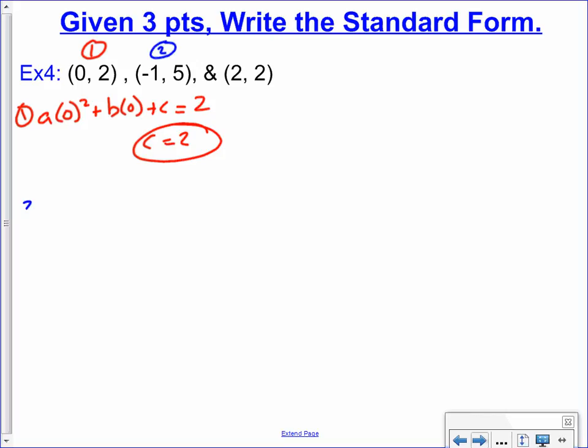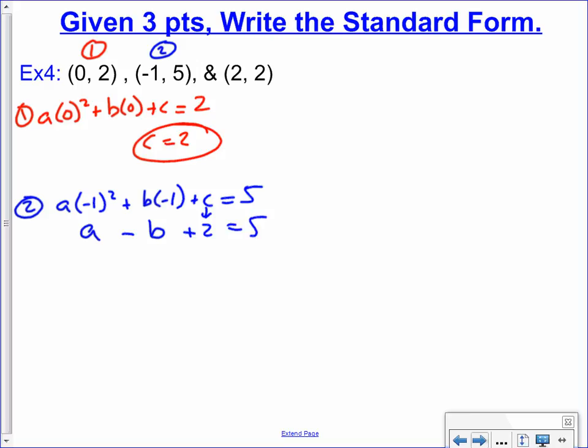Equation number 2. A times -1 squared plus b times -1 plus c is 5. Okay. A times -1 squared is just a, minus b. What's c? 2. So plus 2, I'm just bringing down what I figured out from last time, equals 5. Save for later. There's 1.